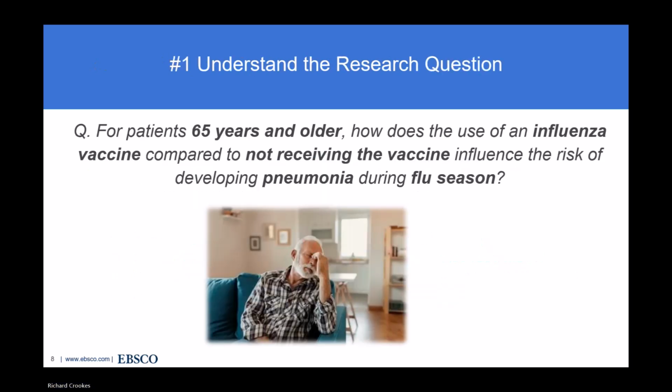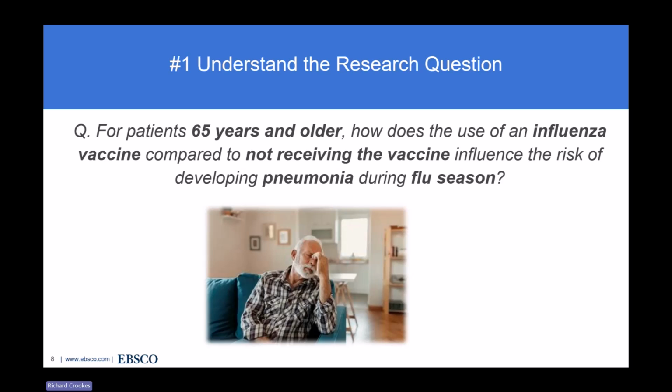With that in view, we do have a research question that we want to answer today. We want to find evidence in relation to this topic, and we'll use this as the live example when we go through the demonstration. So for patients 65 years old and older, how does the use of an influenza vaccine compared to not receiving the vaccine influence the risk of developing pneumonia during flu season?